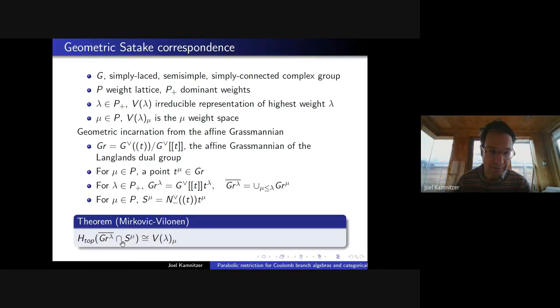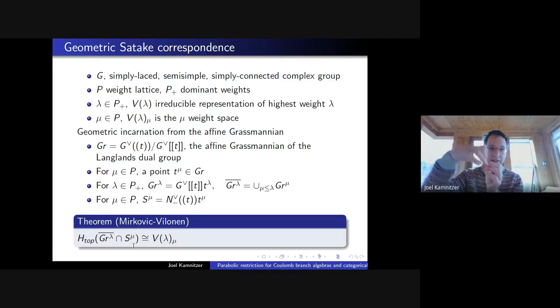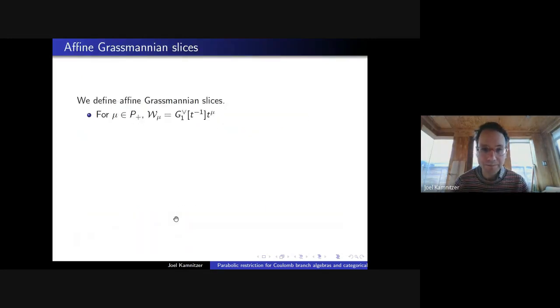In fact, another way to think about these S mu's is that there's a torus action on the affine Grassmannian coming from the maximal torus of G check. These S mu's are just the fixed points of this torus action, these points T mu, and this S mu is the attracting set of T mu for a choice of C star for this torus action. Okay, so this is fine, but I'm going to do something.